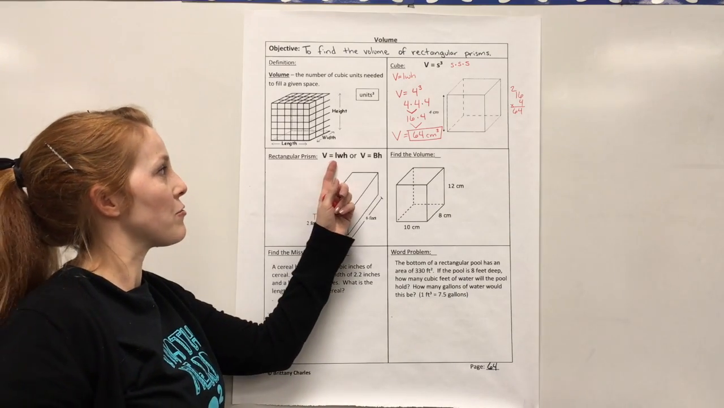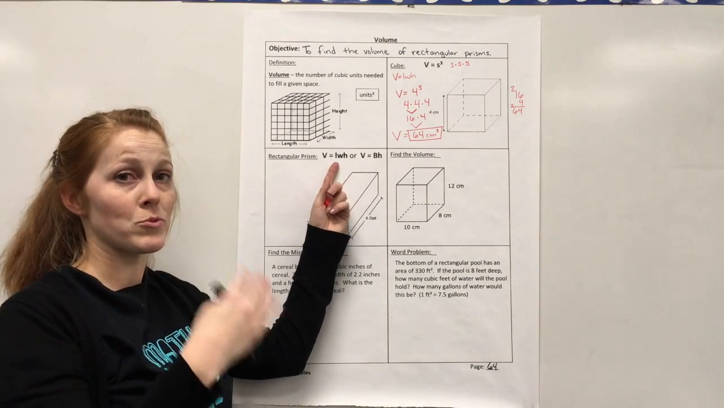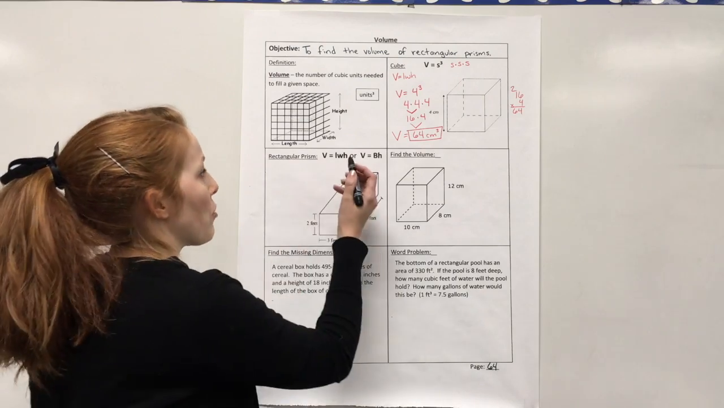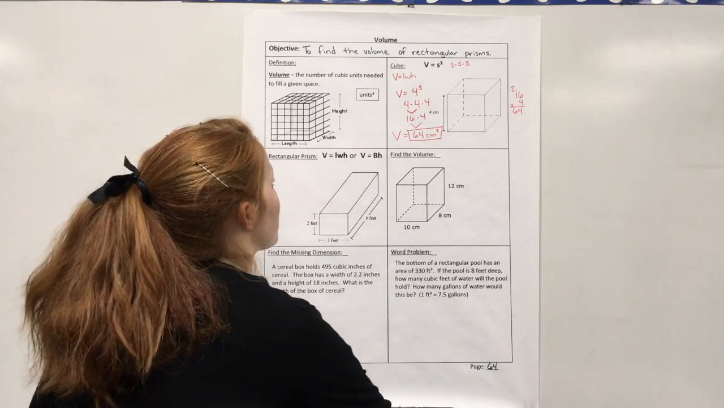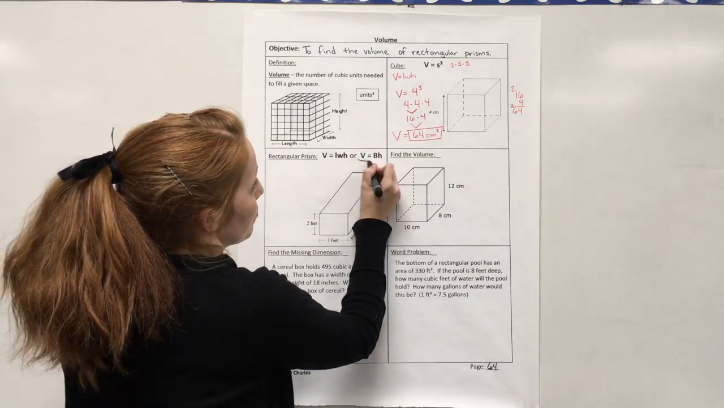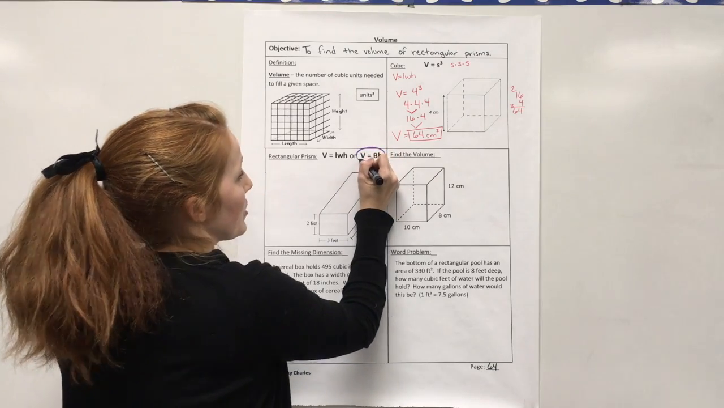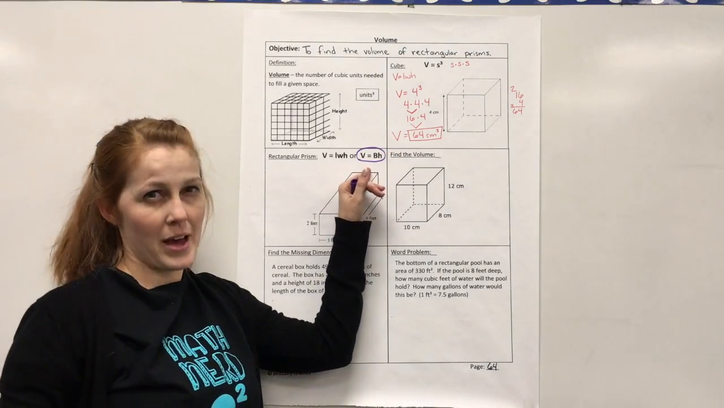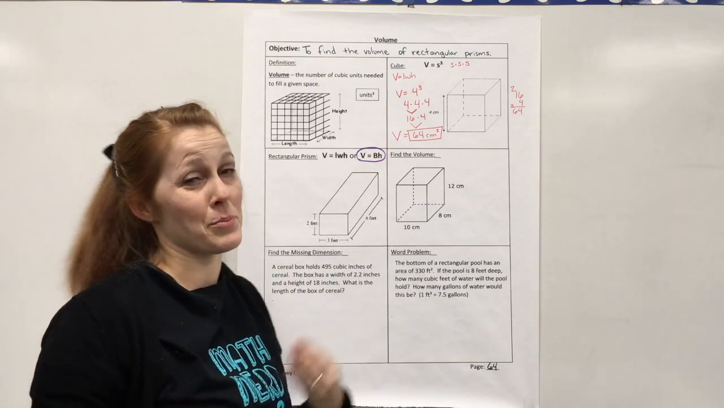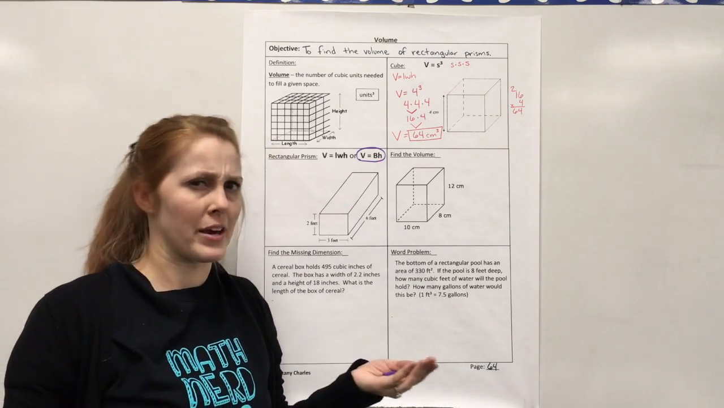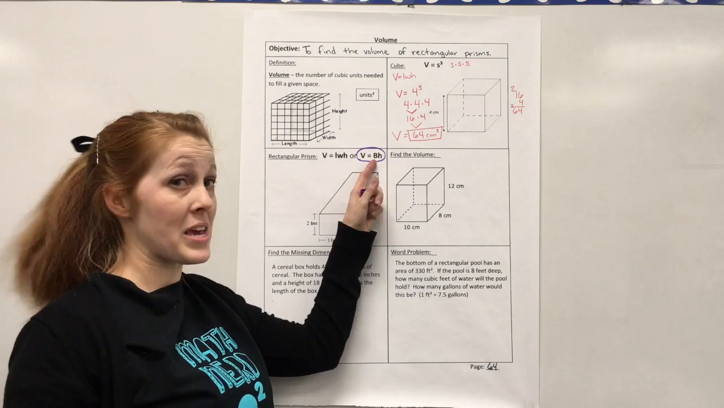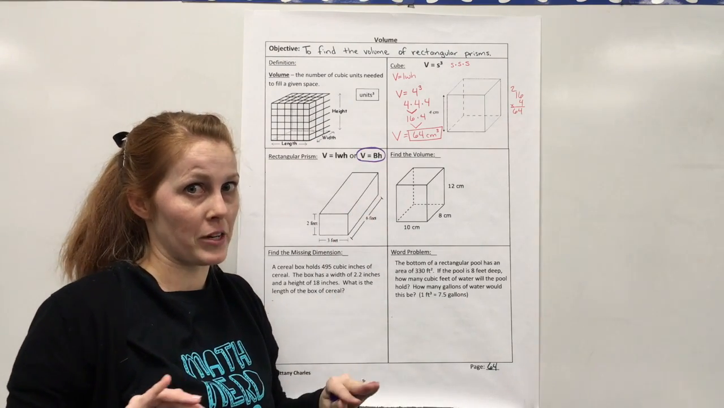So this is a formula that you may have seen before, length times width times height. Well, this formula right here is what we're going to start using and what you're going to be using in the future. So I want you to get familiar with that. Now, it looks like it says base times height, which you might think, hey, well, that's area. But capital B and a lowercase b mean different things.